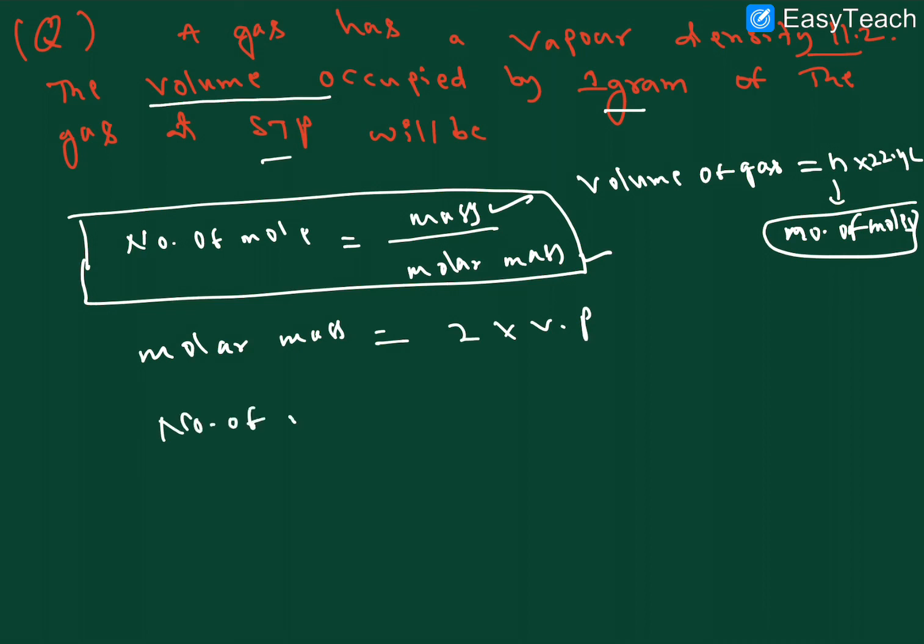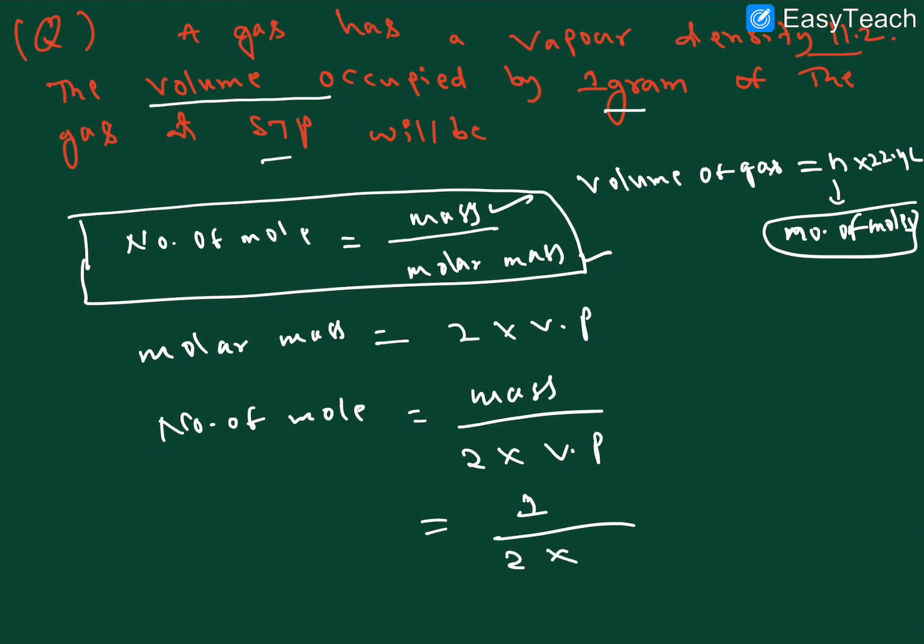So what is the formula here? The ideal gas equation, PV is equal to nRT. We want the number of molecules, not the number of moles. So first we have to calculate the number of moles. So what is the formula? n equal to PV by RT, right? This is the actual formula.